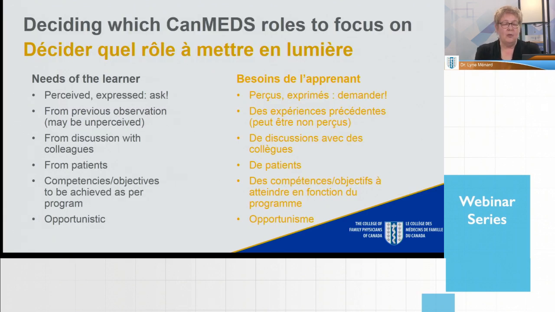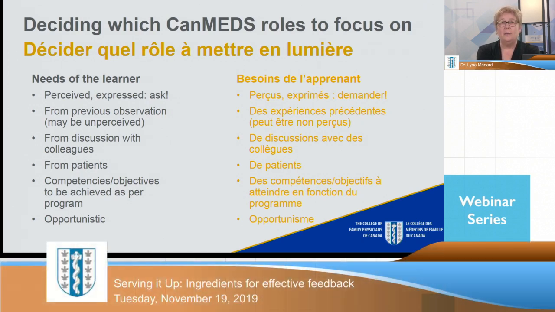So, with that case, how would we decide which CanMEDS-FM roles are going to be the focus of our teaching session? Well, the way to decide what to focus on during a teaching session depends on the needs of the learners, basically. And the needs of the learners can be perceived. They're rarely expressed spontaneously by the learner. But you can ask the learner what role they want feedback on.